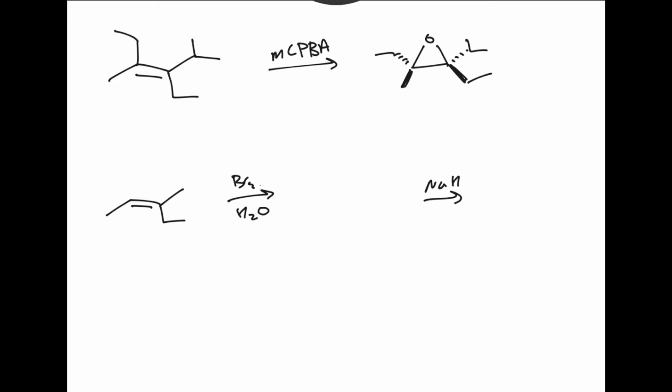Now here, we've got to go through all the rigmarole of making our halohydrin. So we'll say our bromine is here, our oxygen will be... I don't want to make our oxygen like this, I guess. And then that's going to make our epoxide, right?